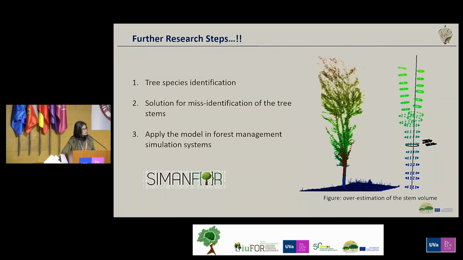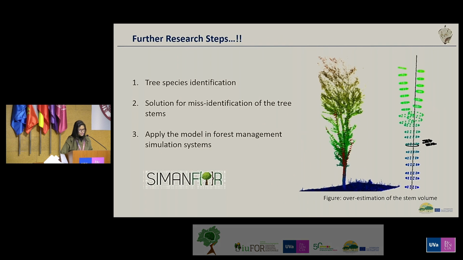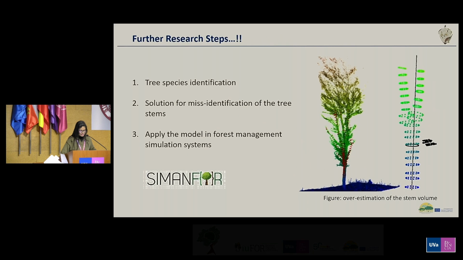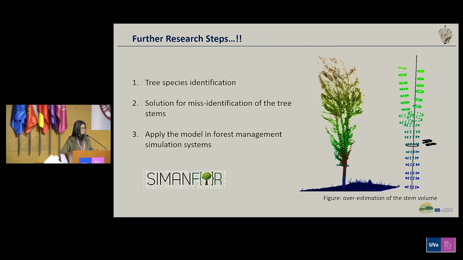So these are the future research steps. We need to find a method to identify the tree species, and then we need to find a solution for misidentification of tree stems, and then we can apply this model in forest simulation systems, as I mentioned, SIMANFOR.